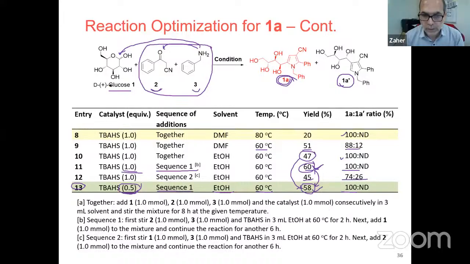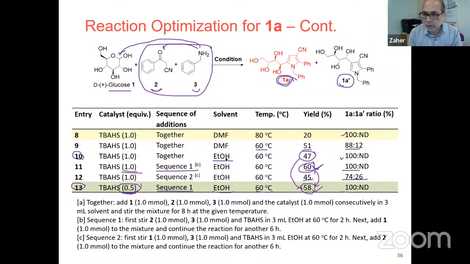Thanks. Okay, so let me answer you for the second question. If you look at entry 10, we are using the same catalyst, the same number of equivalents, the same conditions, and all we did is change the solvent to ethanol. So we change from DMF to ethanol, and you're right, this makes sense.